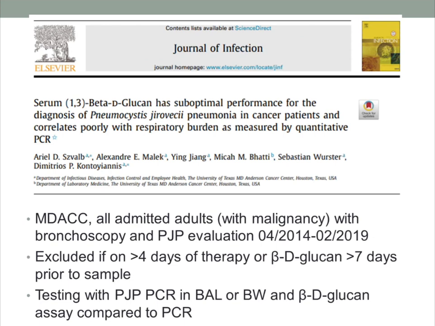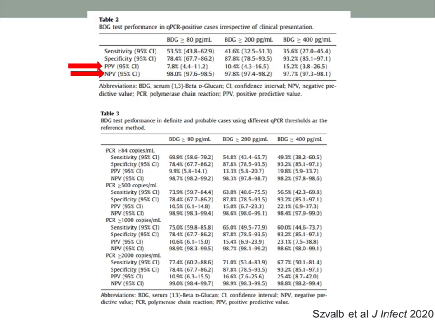This is a similar study from MD Anderson looking at patients from April 2014 to 2019. They excluded patients if they were already on PJP treatment for 4 days or had a beta-D-glucan over 7 days prior to the bronch sample. They again compared PCR to the beta-glucan assay, so a very similar test.